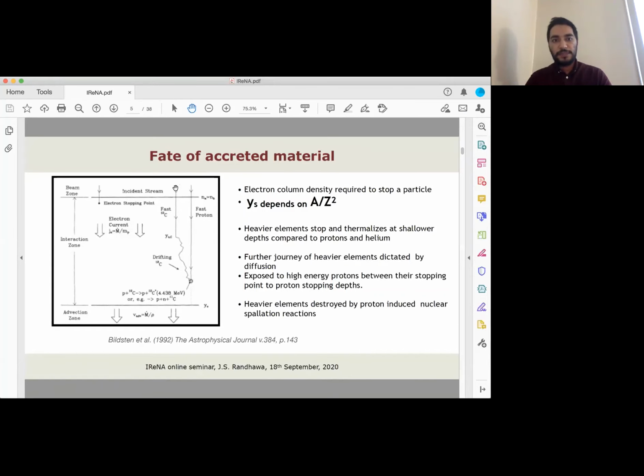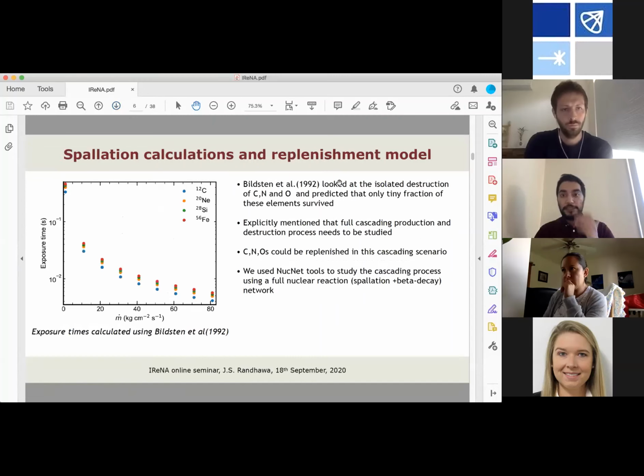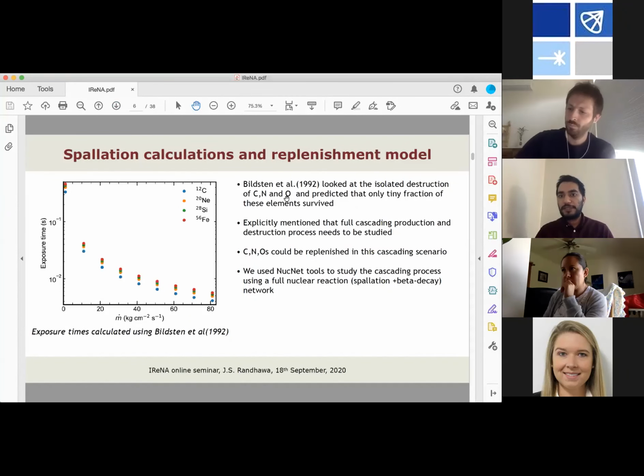What Bildsten looked at in the paper was the isolated destruction of carbon, nitrogen, and oxygen, and they predicted that there is a very tiny fraction of these elements which survive. We will see in a minute how these CNO abundances affect the burst and further processes. But they also explicitly mentioned in the paper that a full cascading production and destruction mechanism needs to be studied. So that is the root of our paper, which was already mentioned in their work.